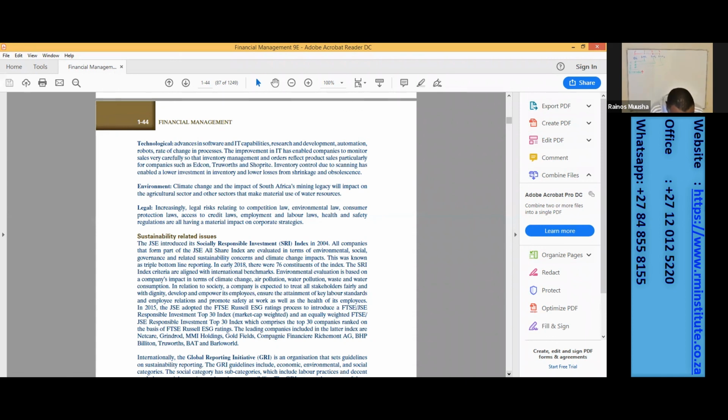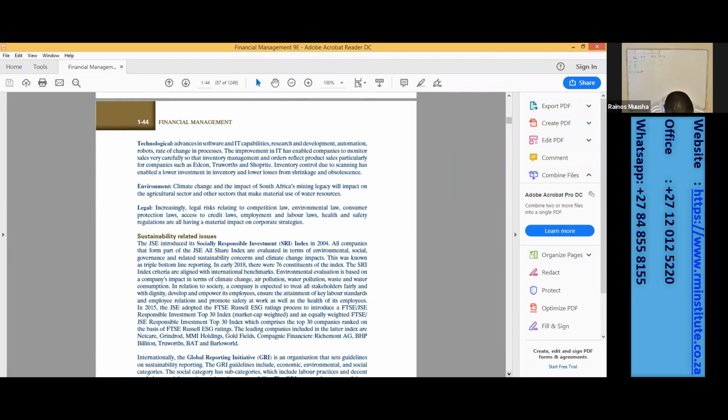Then the next one is the environment, where climate change and the impact of the South African mining legacy will impact the agricultural sector and other sectors that make material use of water resources as well. And lastly, you look at the legal factors.